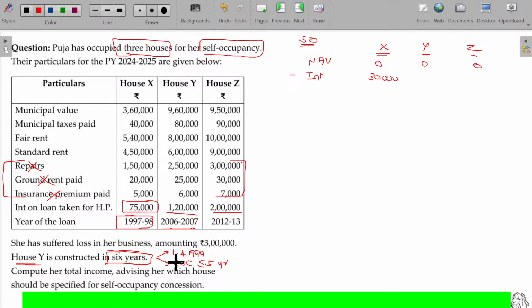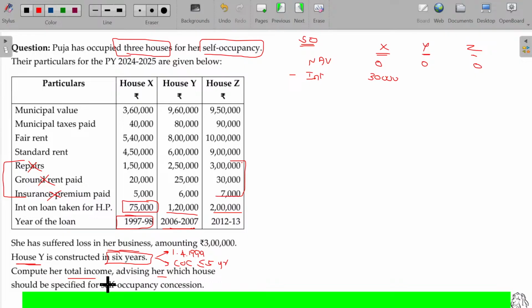That's why you have to get the certification from the lender also. Okay, you need to get the certification. Compute her total income, advising her which house should be specified for self occupancy, whether X or Y or Z. Okay, so now we have to decide which among these three house properties will be considered as self occupied or deemed to be let out.